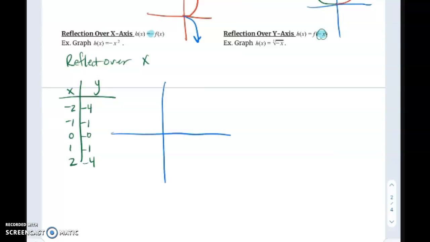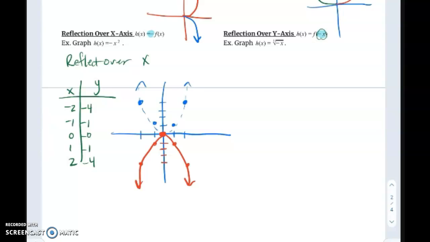Okay, so for a graph of this, let's start with the parent graph. So we know x squared is 0, 0, -1, 1, -2, 4, and then 1, 1, and 2, 4. And then the reflection would be 0, 0 stays, but instead of going up 1, you go down 1 on those 2 points. Instead of going up 4, you're going down 4 on those other 2 points. So this graph, the red graph, is a graph of the reflection.